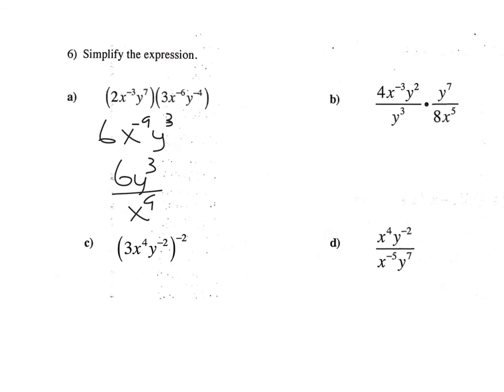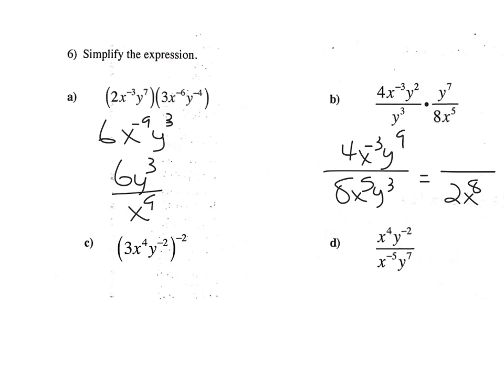Part B, I would multiply straight across first, make it 4x to the negative 3, y to the 9 over 8x to the 5, y cubed. And then subtract, I'm going to put a 2 in the bottom because 4 goes into 8 twice. The bigger x is in the denominator, it's going to stay down there. 5 minus negative 3 is 8. The bigger y is in the numerator, 9 minus 3 is 6. There's that one.